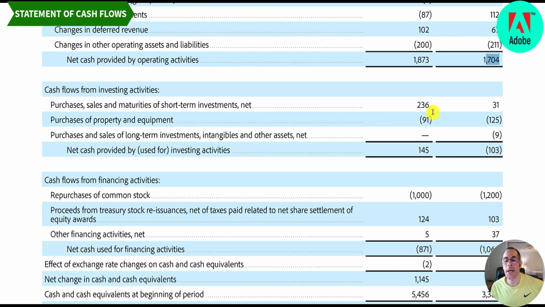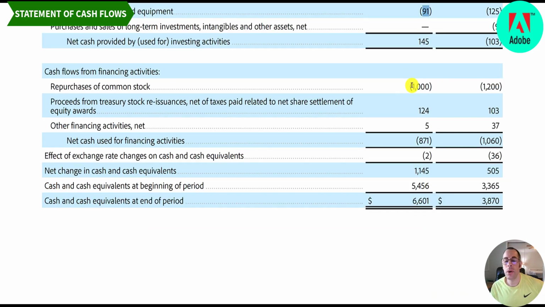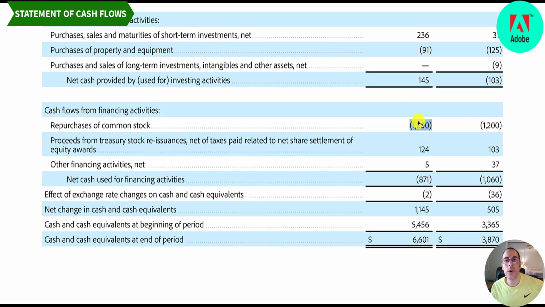In their investing section, they bought $91 million of equipment. In their financing section, they bought back $1 billion of stock. This is only for 1 quarter. In the same quarter in 2022, they bought back $1.2 billion. They also reissued some of that treasury stock. So they brought in $124 million from reissuing that treasury stock. I think they do this to manage their taxes better.